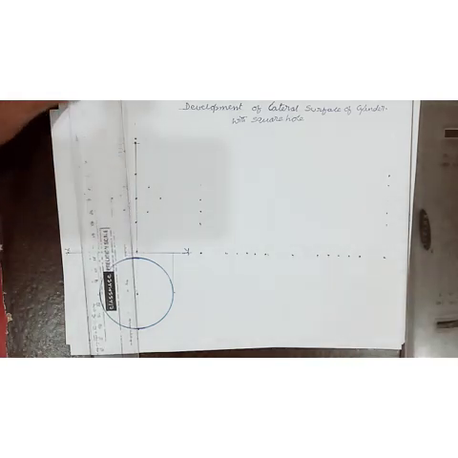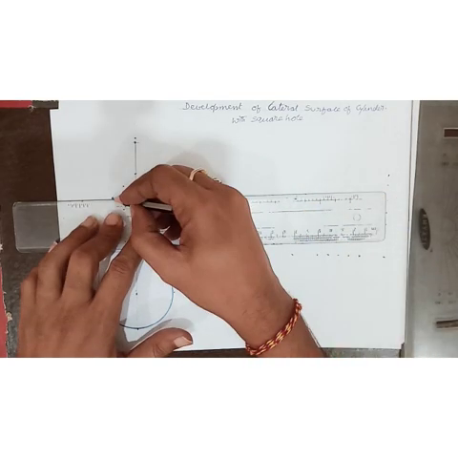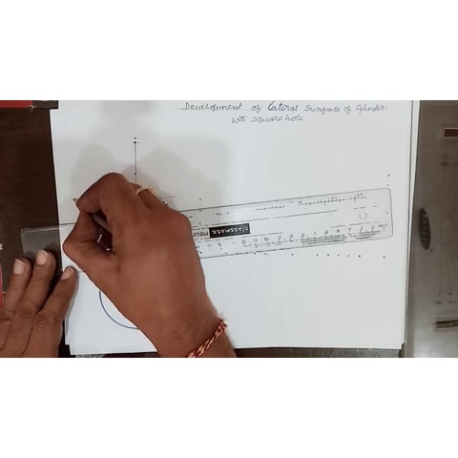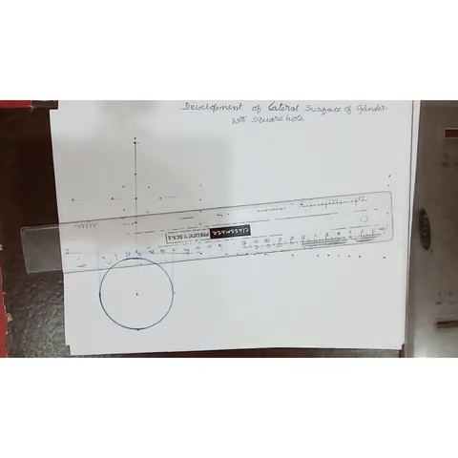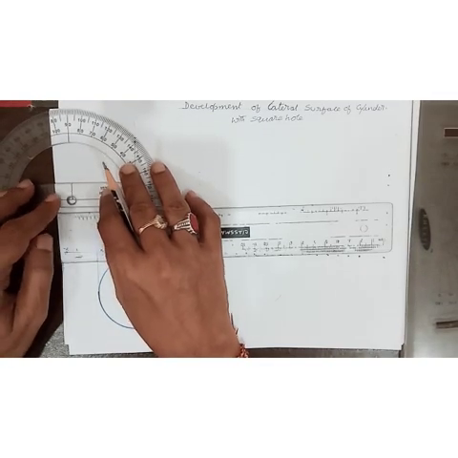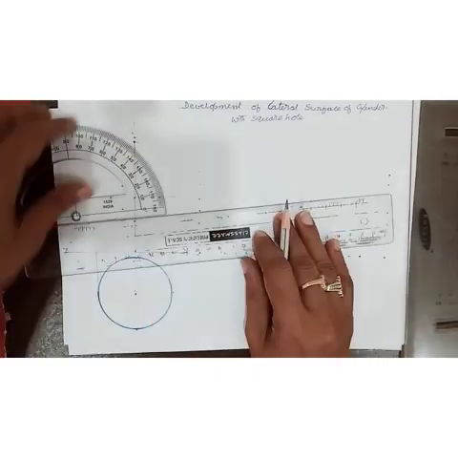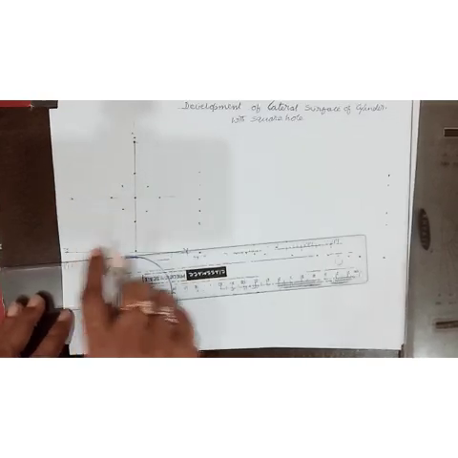Next, take midpoint of the axis, draw a line parallel to XY line. Somewhere here, draw 45 degrees line. Why we have to draw 45 degrees line? Because all sides are making an angle 45 degrees to the base. Now this line is parallel to XY line.